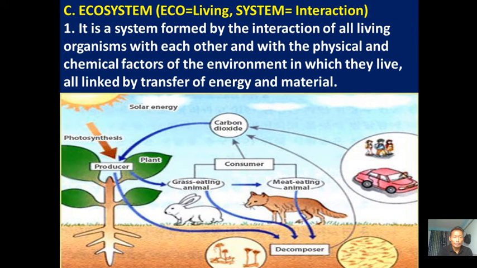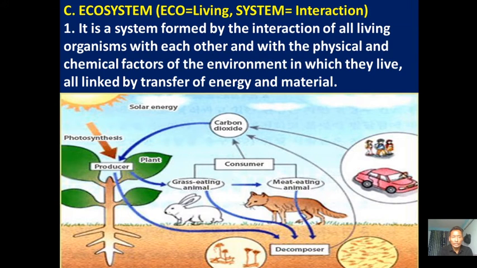An ecosystem is a system formed by the interaction of all the living organisms. We already discussed biotic and abiotic things. Living organisms here means all the plants, animals, and human beings. So it is a system formed by the interaction of all the living organisms with each other and with the physical and chemical factors of the environment in which they live.